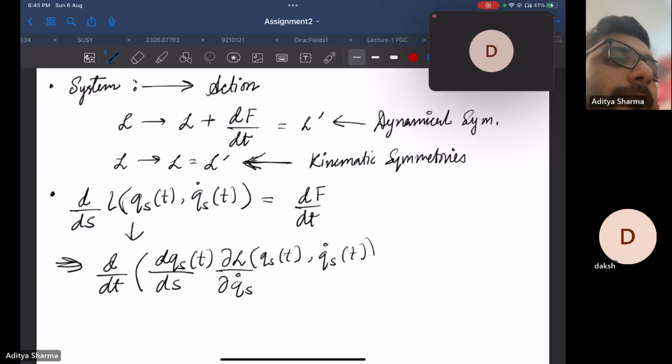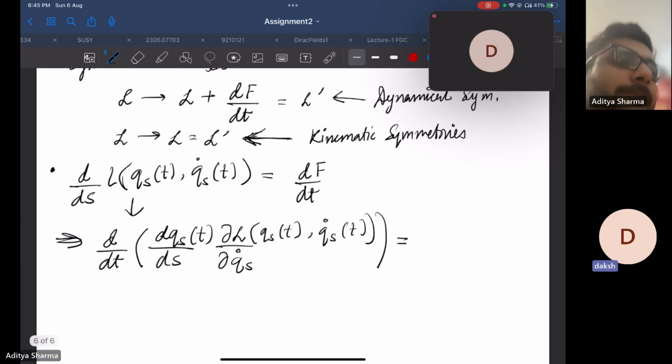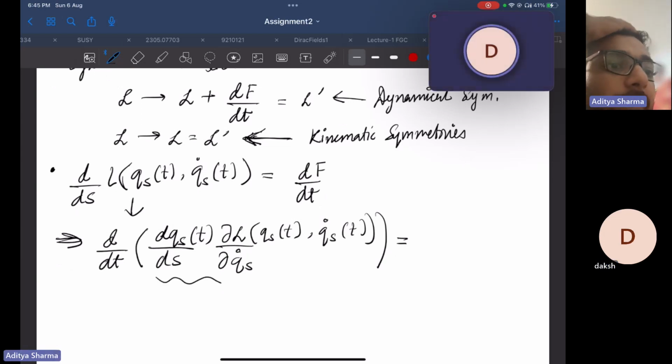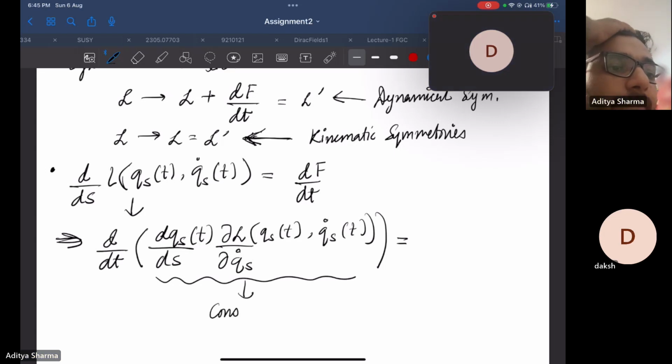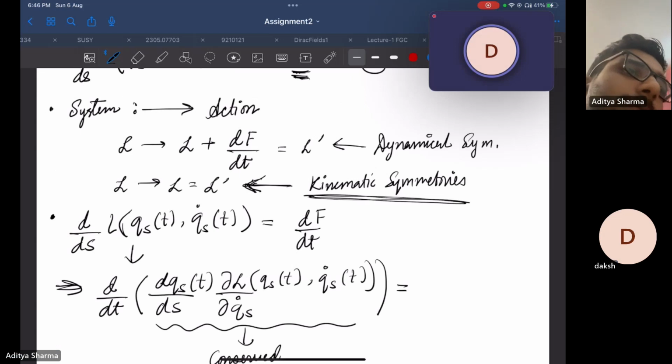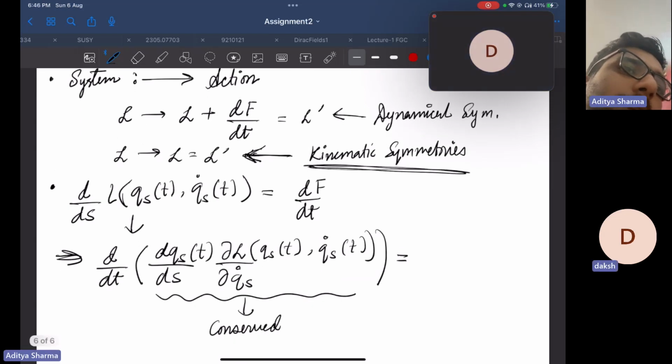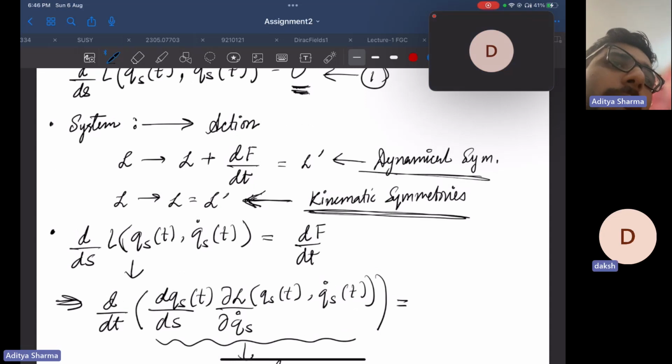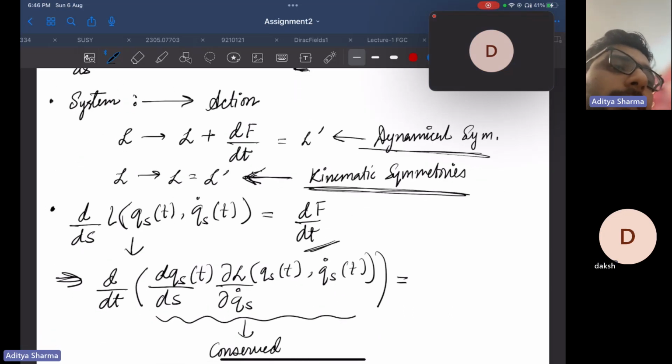This will be the conserved quantity, right? Yeah. This thing is the conserved quantity if your symmetry is kinematic. If your symmetry is dynamical, you have to add a term like this, because the statement of symmetry is not that the Lagrangian transforms. It is that the Lagrangian does not transform. It is the statement that the action does not transform.